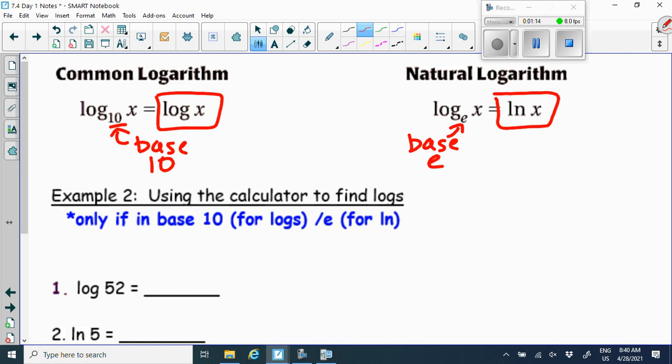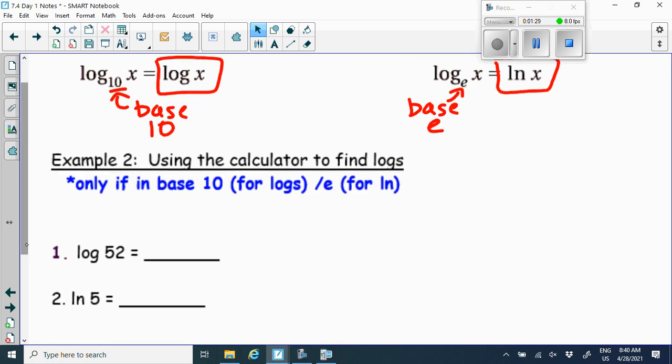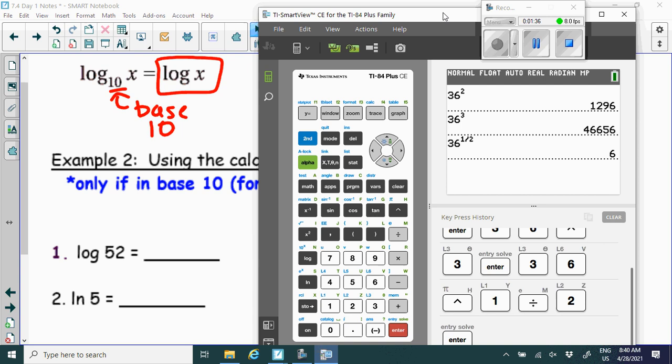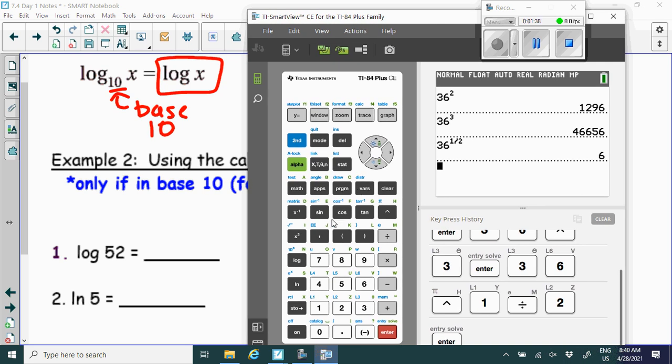Okay, so what we're going to do is make sure we know how to use our calculator to do this. So go ahead and make sure you have either a graphing or a scientific calculator, whatever you need. And we're going to do 1 and 2. All we're doing is plugging this into our calculator. Let's first try log of 52.